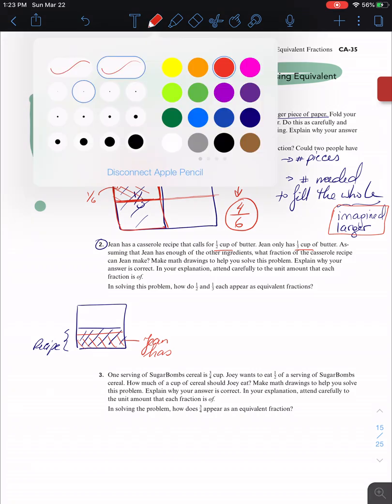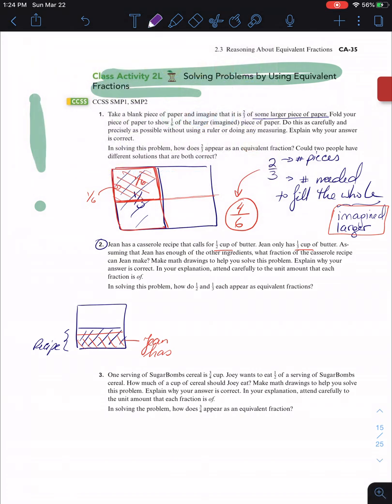Well, it seems to me that if we cut the cup into sixths, we'd be able to figure out how much of the recipe Jean has. So these are sixths. So this is 1/6 because you need 6 of them to fill the whole.